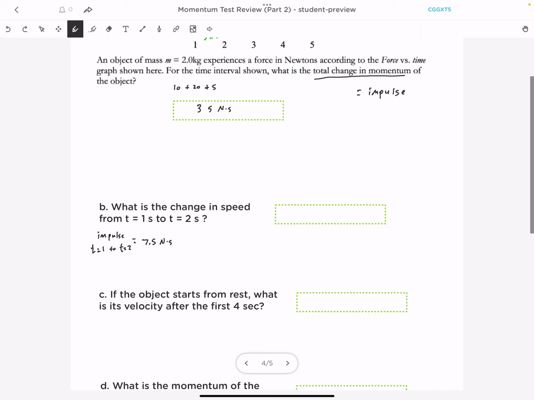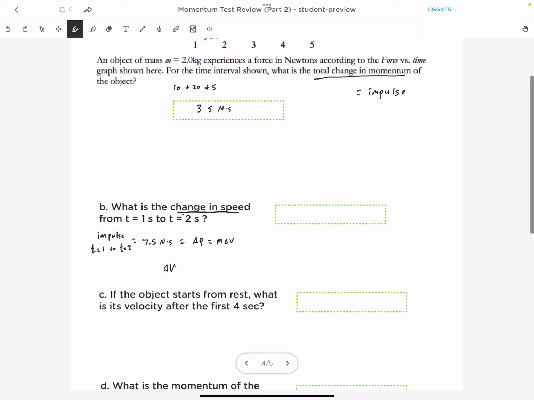All right. We also know that has to equal the change in momentum, because that's what the impulse momentum theorem is, that the impulse imparted on an object, the average force times the impact time, has to equal the change in momentum. And we know that the change in momentum, another way to write it, is m delta v. And notice this problem is just asking about the change in speed. So we need that delta v. We know delta p has to equal 7.5. We know the mass is equal to 2 kilograms.